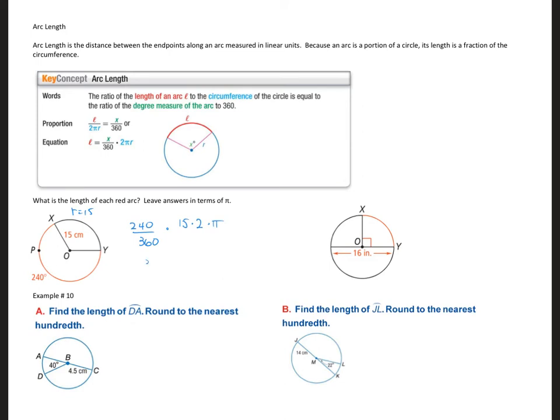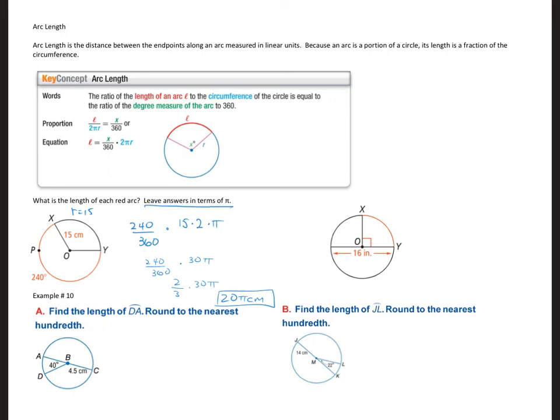So I have 240 over 360 times 30 pi. Well, that's going to be 2/3 times 30 pi. And that's going to be 2/3 of 30, which is 20 pi centimeters. And I'm finished because it said to leave my answer in terms of pi.